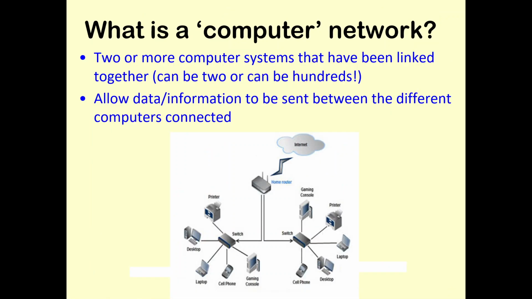Okay, so to start with, let's remind ourselves, what is a computer network? It's anywhere where there are 2 or more computers and devices that are linked together. Could be 2, could be hundreds, could be thousands. And it allows data to be sent between the different devices and computers connected.